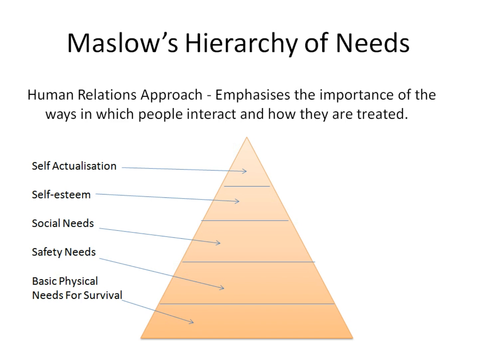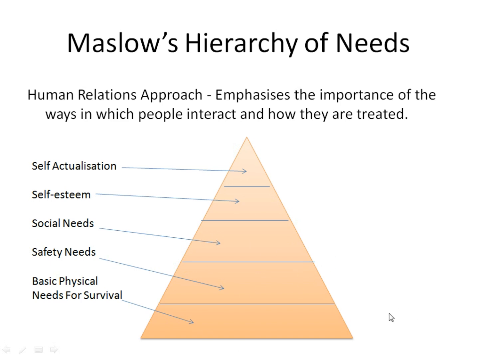So there's actually, I believe, 8 steps to Maslow's hierarchy of needs, but we just need to know about 5 apparently. The top triangle here is self-actualisation. The second one here is self-esteem, then social needs, safety needs, and basic physical needs for survival.